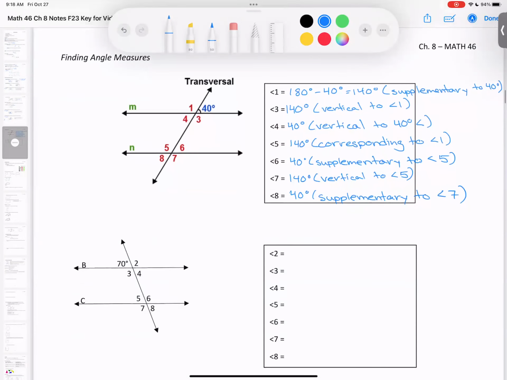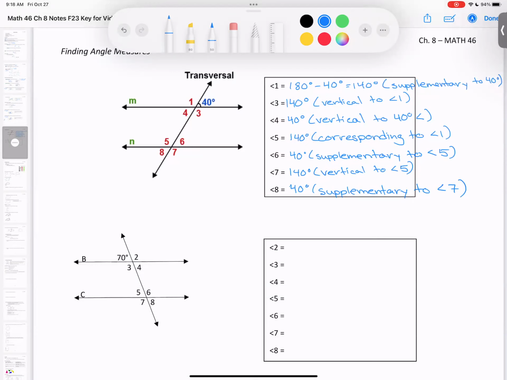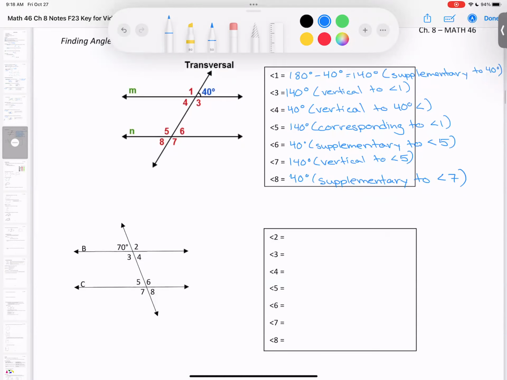So what I would say is, why don't you pause this video and see if you can do the next transversal and figure out those angles.